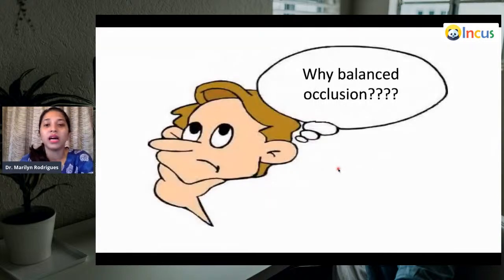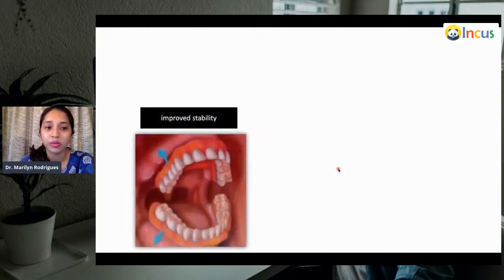So now, why balanced occlusion? Why can't we give any normal occlusion, like what we may have had in our natural dentition? Why do we have to balance this? Why do we have to go to so much trouble to get all the teeth to contact in all the different movements? Okay, that is to improve stability.